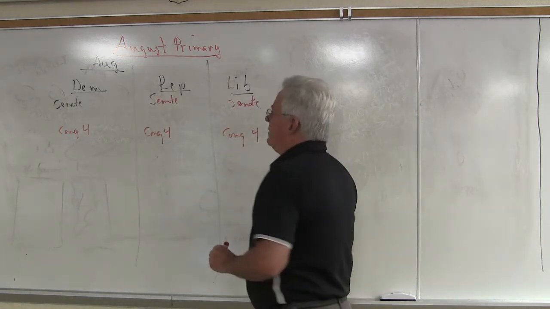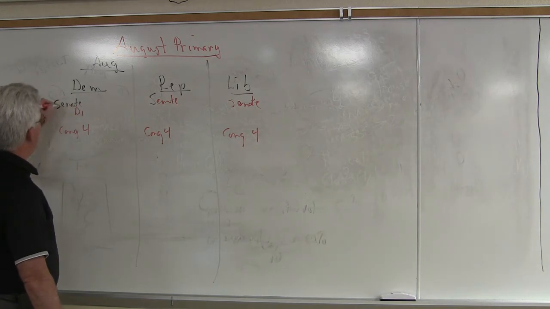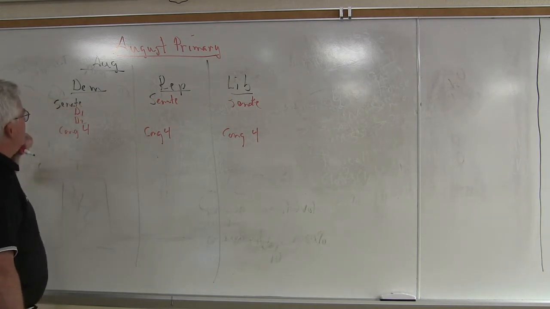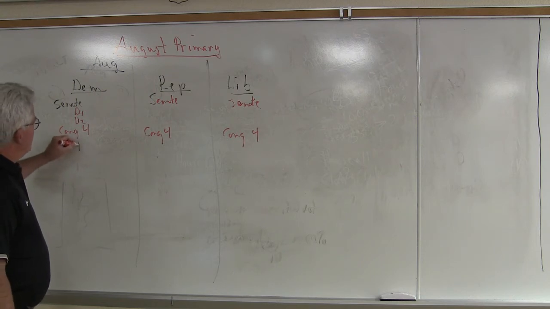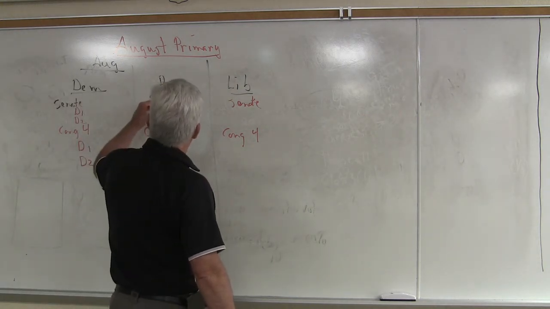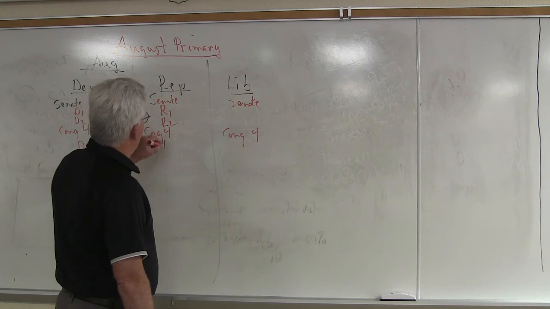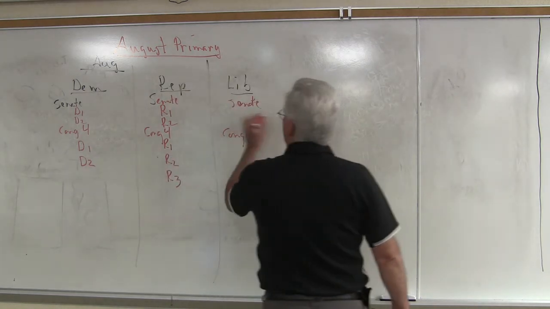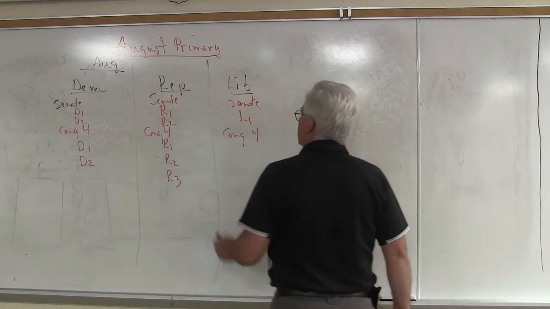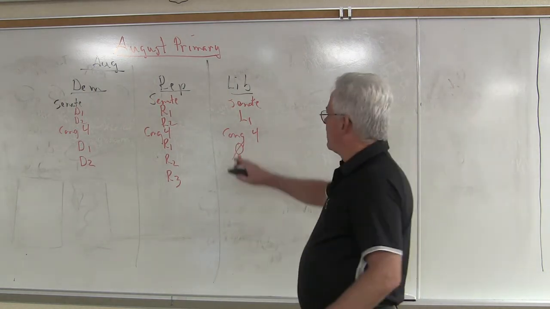All right? Okay, let's say that 2 Democrats want to be on the general election ballot. So I'm going to say there's D1 and there's D2. For Congress, let's say there's D1 and D2 for Congress. For Republicans, let's say there's R1 and R2 that are running. For Congressional District 4, they'd say there's R1, R2, and R3 are running. For the Senate, for Libertarians, there's only L1. And there is nobody running for Congressional District 4.